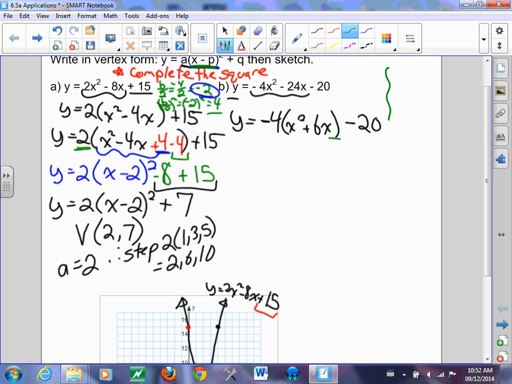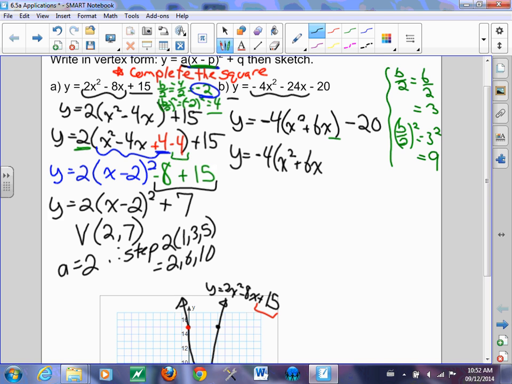So I'm going to do some work in the margin. I have more room here. That's good. So b divided by 2 equals 6 divided by 2, and that equals 3. Okay, then I've got to take that value and I've got to square it. So that equals 3 squared, which equals 9. That's the number I'm going to add and then subtract inside my bracket. So I'll put that down and I'll leave a little room. I'll put in a different color. Okay, so we're going to have plus 9 and minus 9.